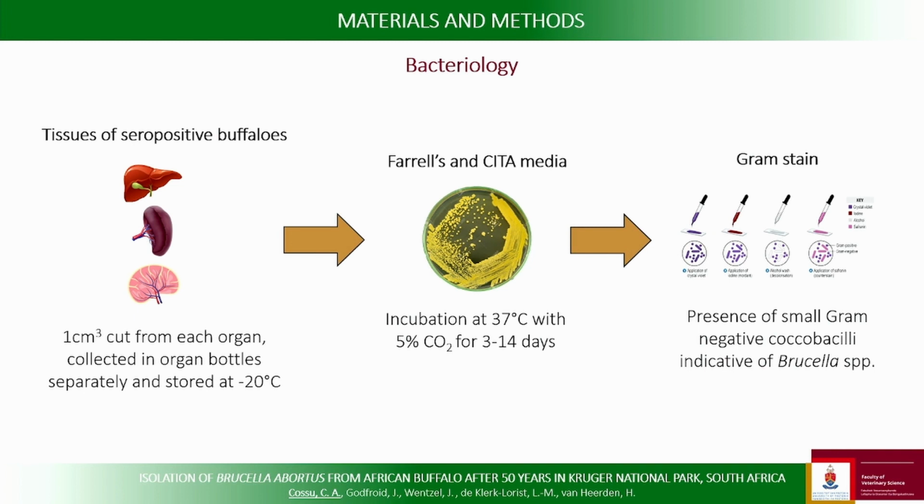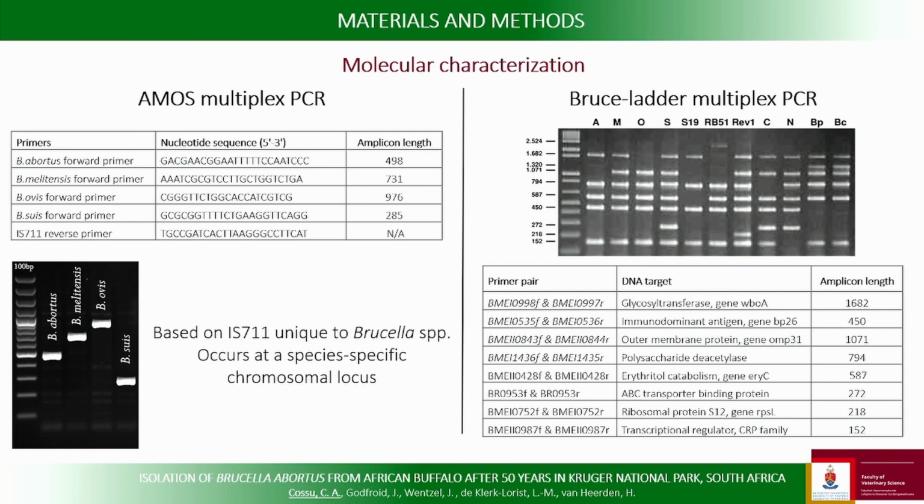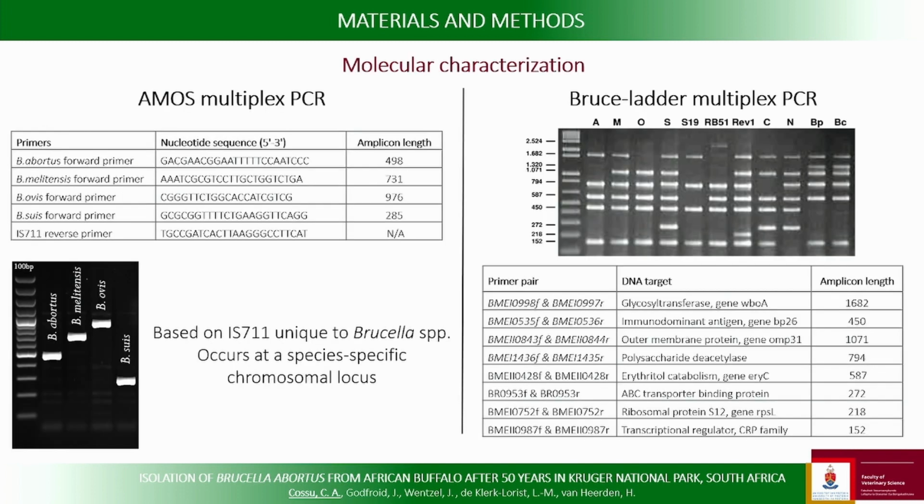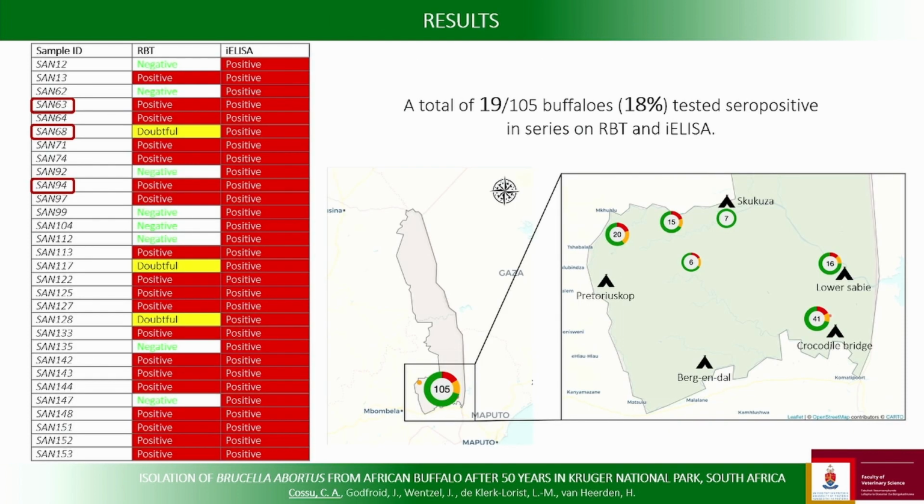Then confirmation was achieved by culture of tissues of seropositive buffaloes on selective Farrell's and Thayer-Martin media. And finally, we performed a Gram staining to see if Brucella was present. Characterization was performed with AMOS PCR and Bruce-ladder PCR, which can identify up to 4 or 6 different species according to the technique.